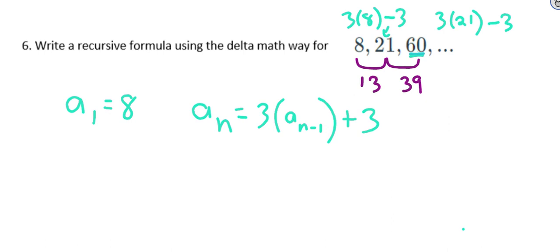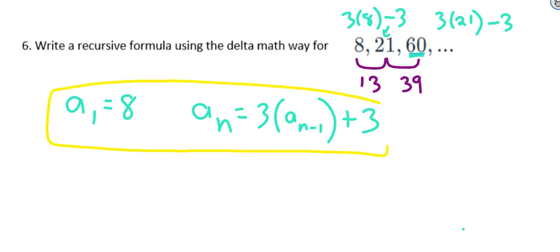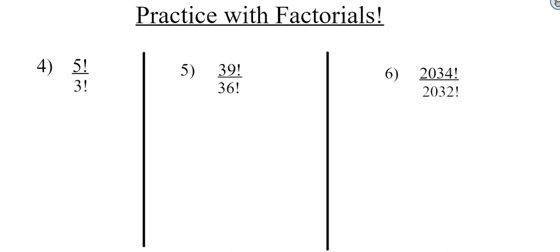Like I said, these harder ones with Delta Math, I'm pretty darn sure they're multiple choice ones, and so you can kind of do it that way. All right, so that's fun. And then this seems like, what are these factorials?